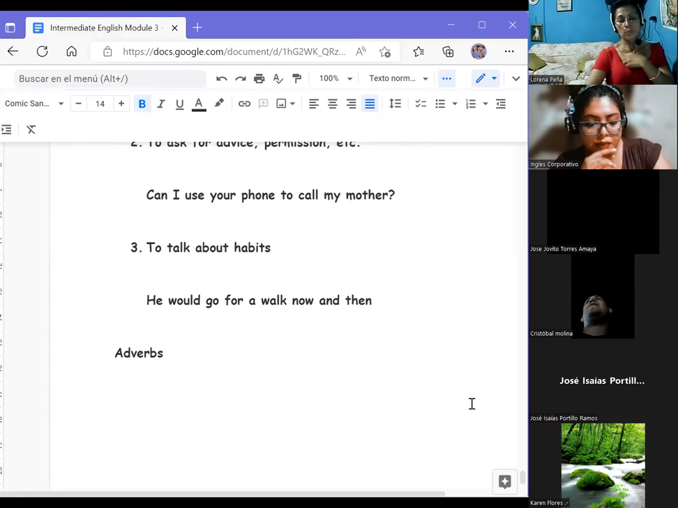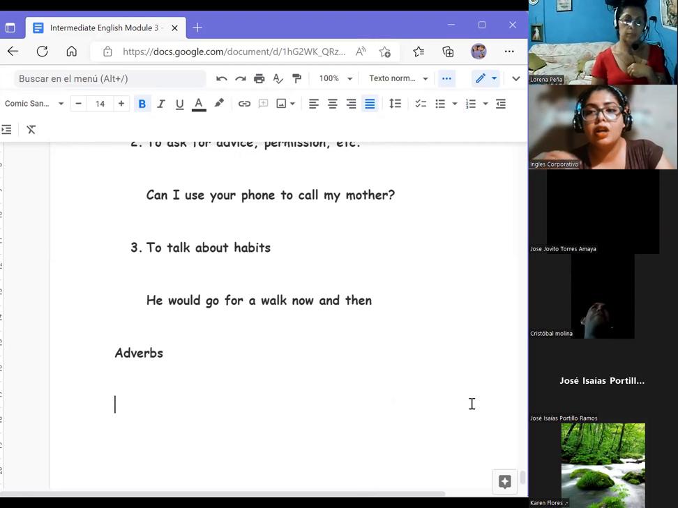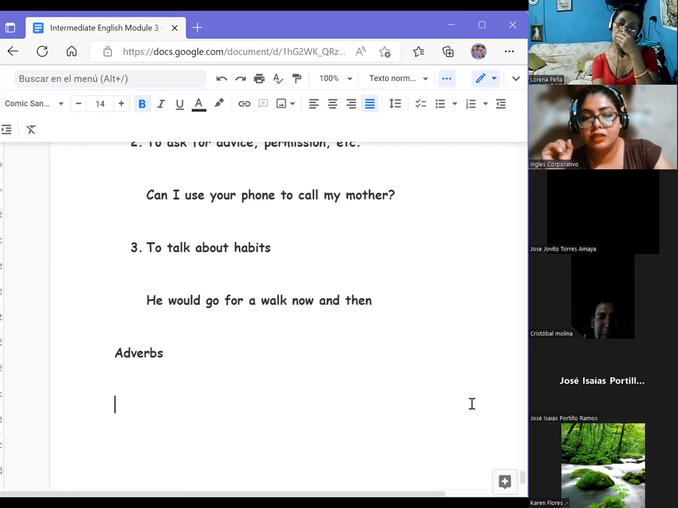And it says that the adverbs are words that can modify a verb, an adjective, another adverb, or a full sentence. That is information that we already know about the adverbs. And then it says, adverbs modify verbs to show how an action happens. That is something new. Entonces, el adverbio va a modificar a un verbo para mostrar cómo sucedió una acción.